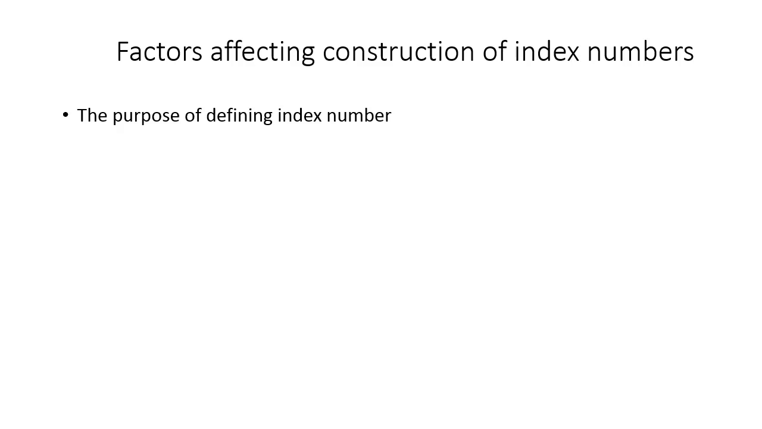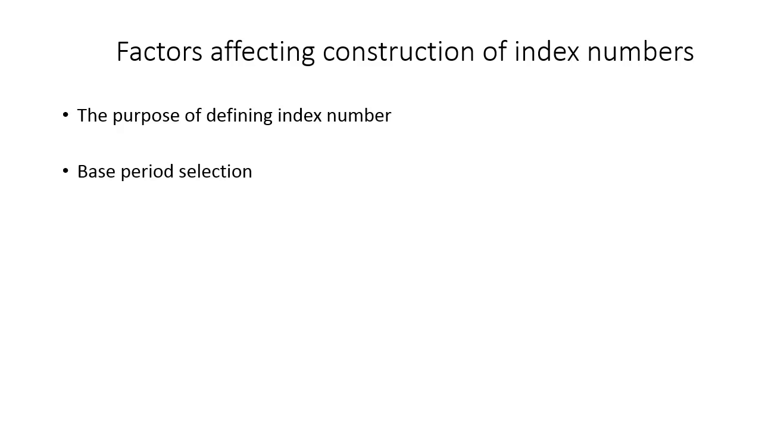Let's say for example, a consumer price index cannot include wholesale prices. So the index number will serve the purpose only for which it is defined, and it cannot be used for something else. So it's very important that you define the purpose. The purpose is very clear when you're constructing an index number.